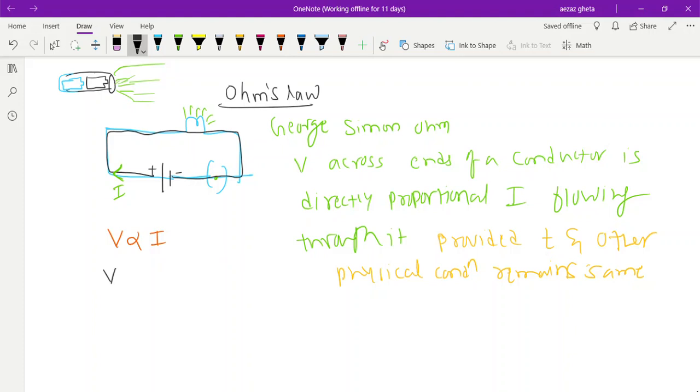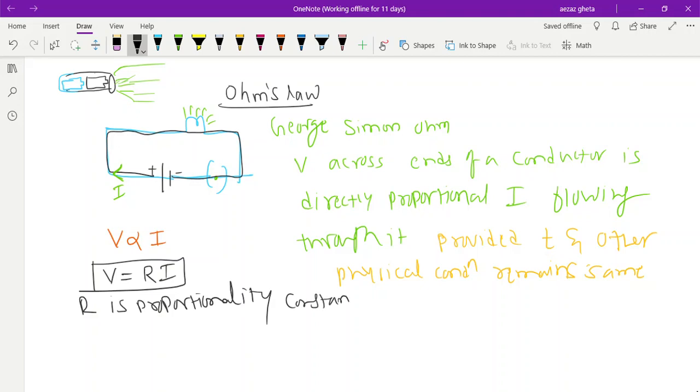So if you remove this proportionality, then we get a constant. This is denoted by R. The formula of Ohm's law is V is equal to IR. R is called the proportionality constant. R is there in all materials. This proportionality constant is known as resistance. Every material has resistance. Different materials have different resistance.